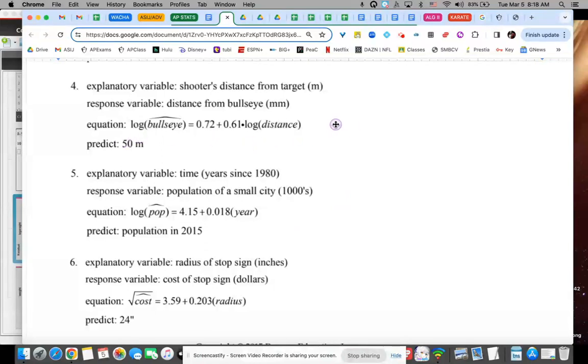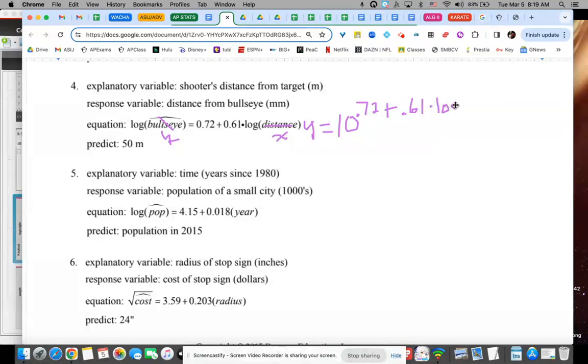If you solve for the left-hand side, I'm just going to call this y, and I'm just going to call this x. So if I'm trying to solve for y, I have to roll the log on both sides. So I get y equals 10 raised to the 0.72 power plus 0.61 log of x.